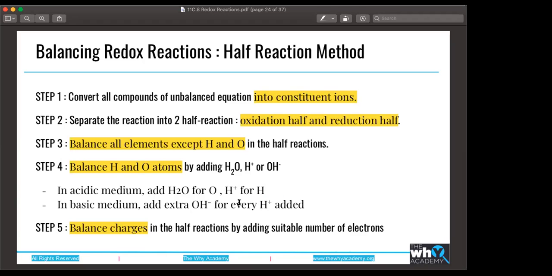If you need to balance out oxygen, then it's pretty straightforward, like with OH minus you get the oxygen. But if you see that you need to add H plus, then you need to add an extra OH minus for every H plus added.